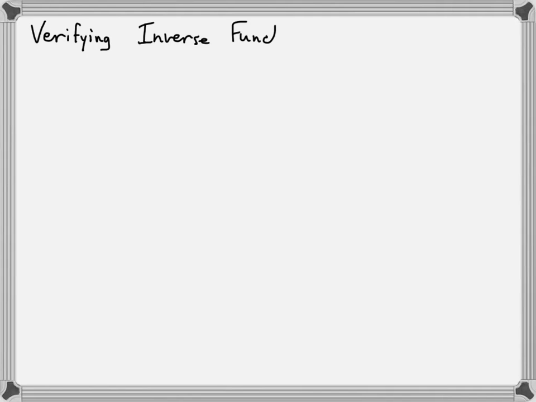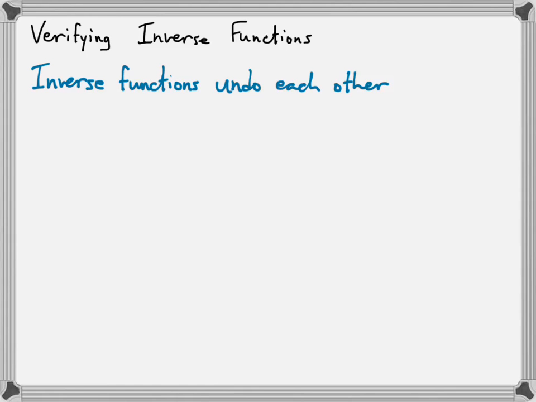In this lesson, we're going to take a look at verifying inverse functions. So the first thing I need to do is tell you what an inverse function is. Inverse functions are simply two functions that undo each other. They cancel each other out. For example, here's f of x equals x plus 3 and g of x equals x minus 3. These two functions simply undo each other.